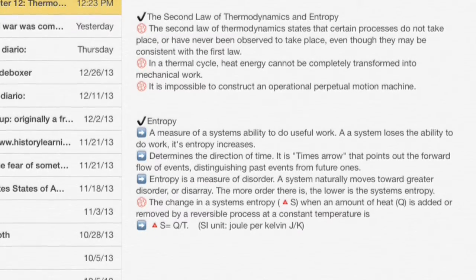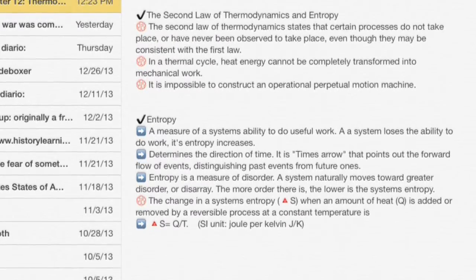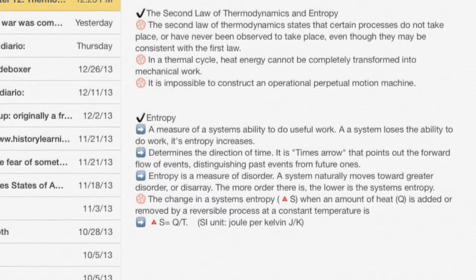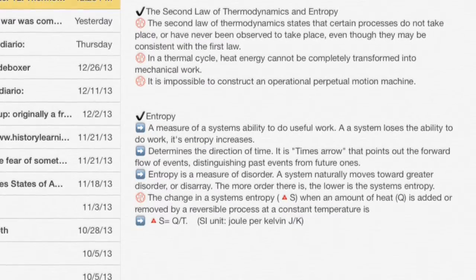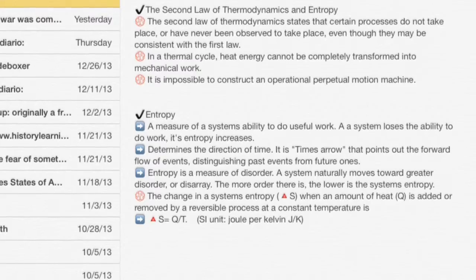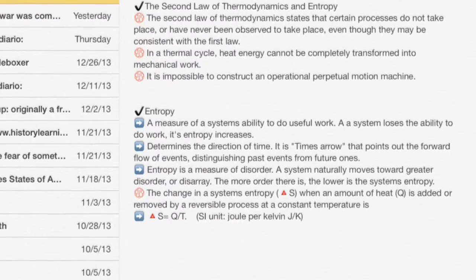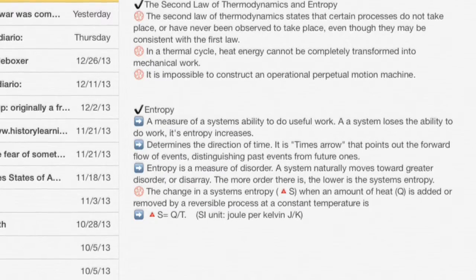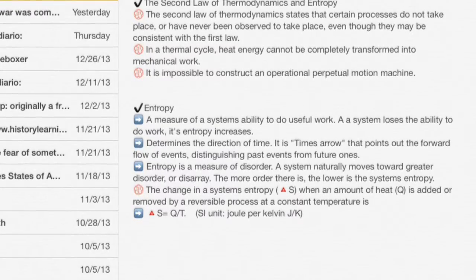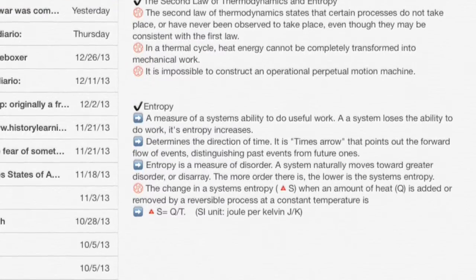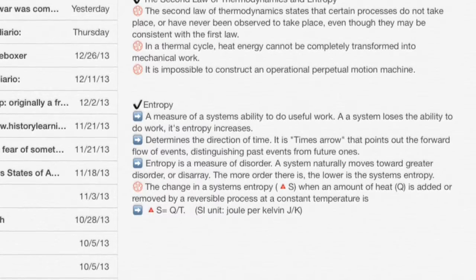Entropy is a measure of disorder. A system naturally moves toward greater disorder or disarray. The more order there is, the lower the system's entropy. The change in the system's entropy, delta S, when an amount of heat Q is added or removed by a reversible process at a constant temperature, is delta S equals Q over T. The SI unit is joule per Kelvin, J over K.